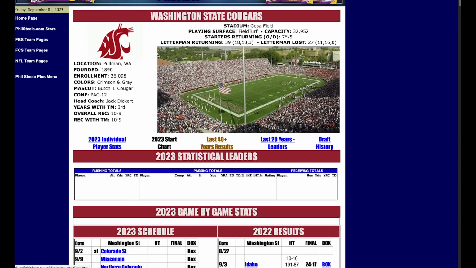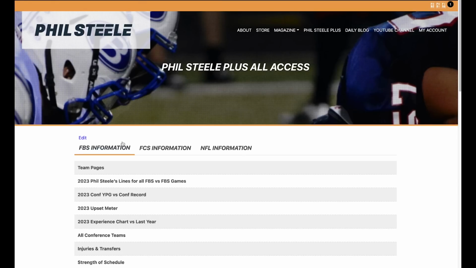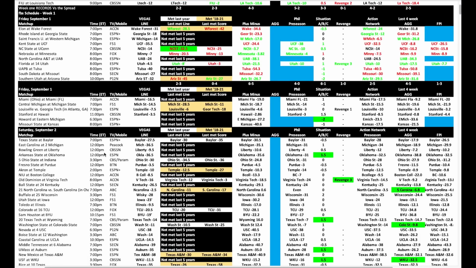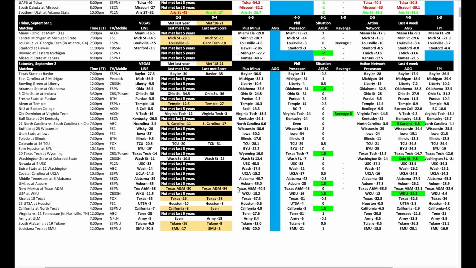You got the last 4 weeks from last year. Let's click back on that. Last 4 weeks for last. Let's click back there. And Washington State, Colorado State. There it is. Colorado State by 9.8. They also have a one situation play here.